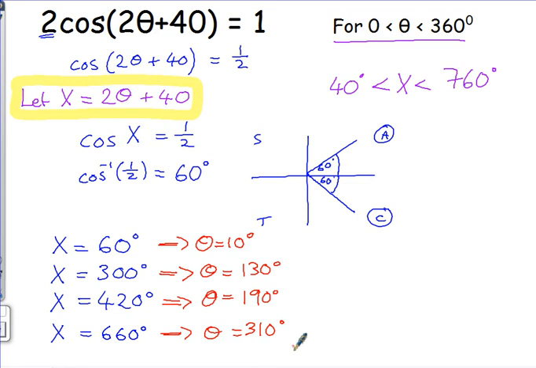So now we've got 4 solutions for theta, and we can just do a quick check. All of those solutions fit into the original interval that theta is in. The structure of this solution is very important when you're solving these trig equations, and you should be left with all your solutions at the end.